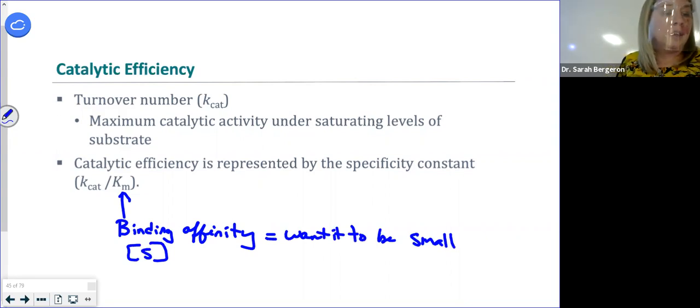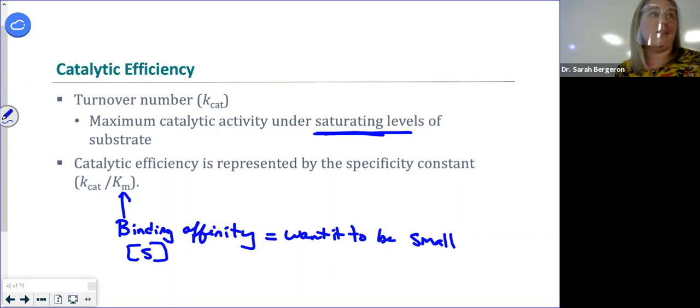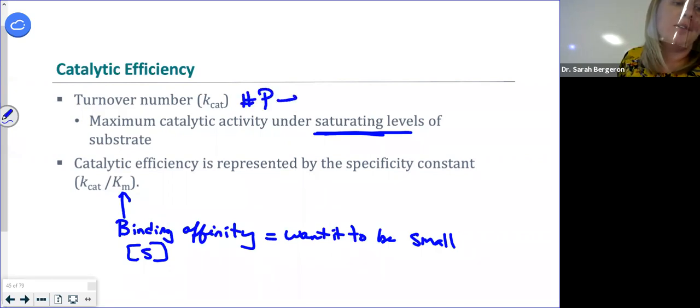Now, K cat is my turnover number. Turnover number is really how many substrates am I turning into products, right? Really pretty simple. But we're always going to be acting under saturating levels of substrate, because if you weren't, then that's actually dependent upon something else, right? So turnover number is the number of substrates going to products.